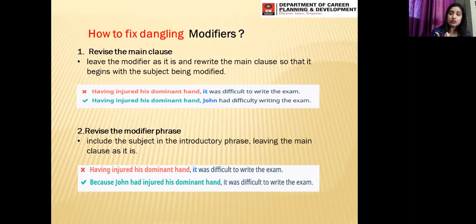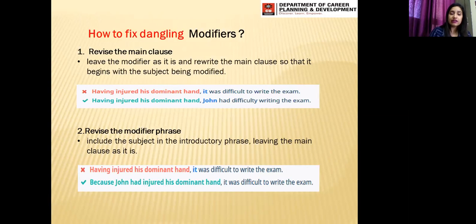So we are just going to add the noun over there. We're just going to modify the main clause. "Having injured his dominant hand, John had difficulty writing the exam." Now it has become clear. The sentence is corrected. The sentence is now in the correct form.